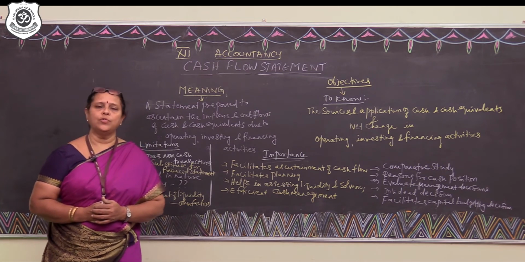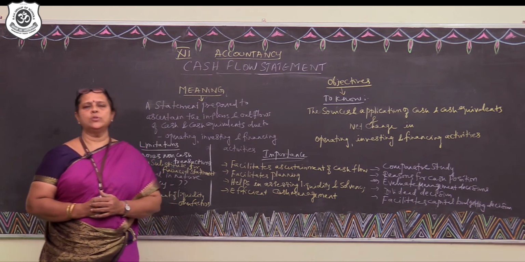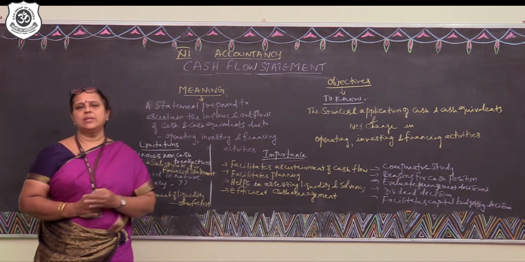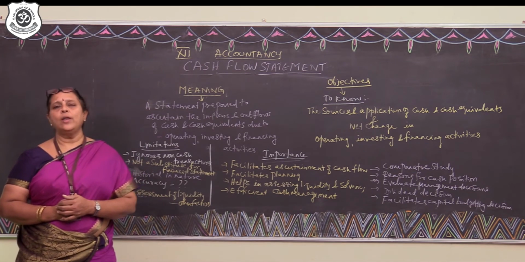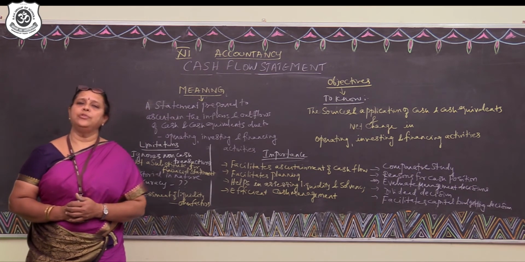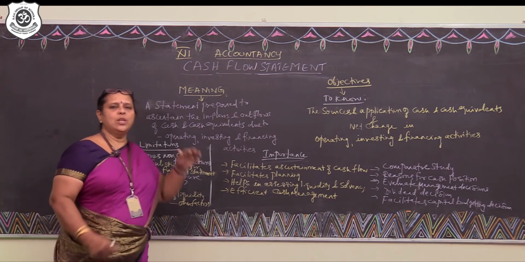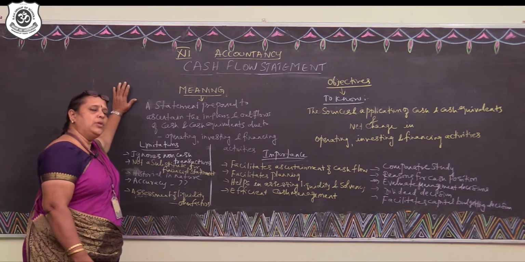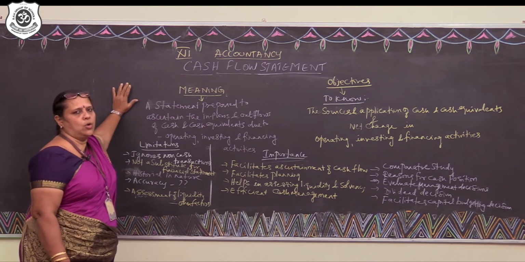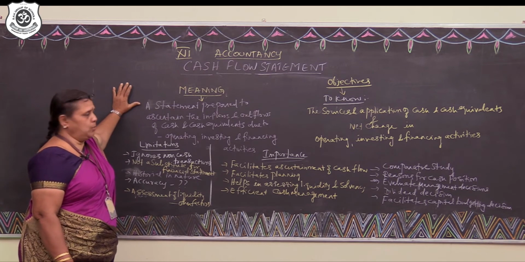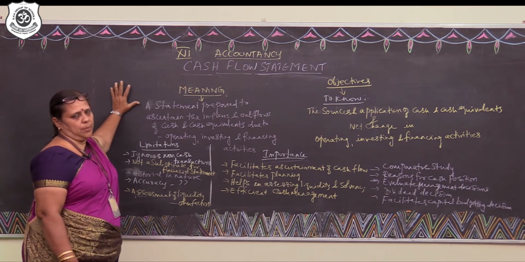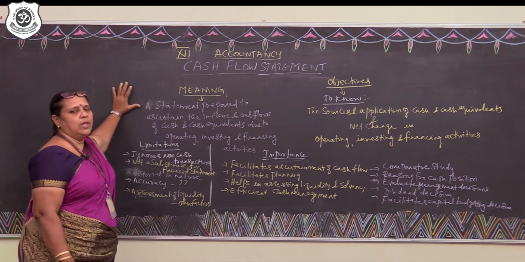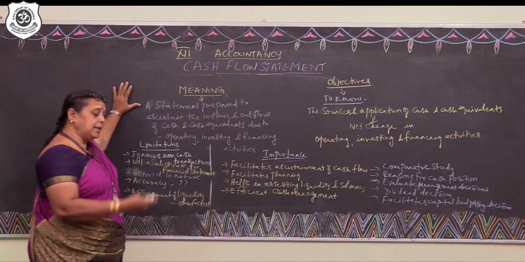We have to now go in for analyzing the relative inflows and outflows of cash and cash equivalents due to the three major activities of any business called operating, investing and financing activities. So, we shall be preparing a statement called cash flow statement in which we are going to analyze the relative cash inflows and outflows due to the three major activities. Now, what is cash flow statement? A cash flow statement is a statement prepared to ascertain the inflows and outflows of cash and cash equivalents.